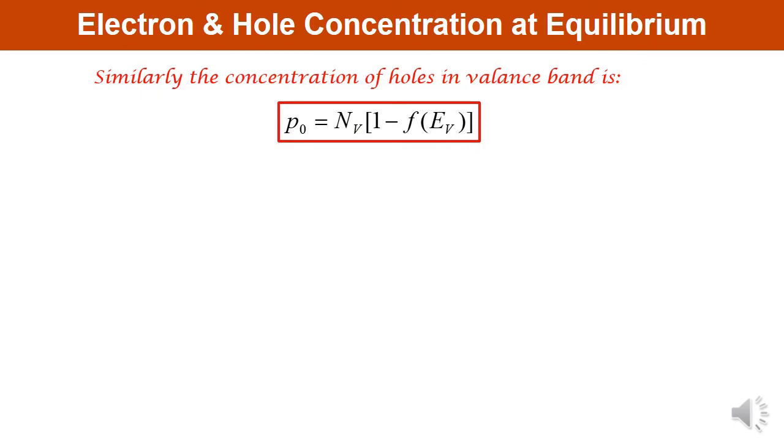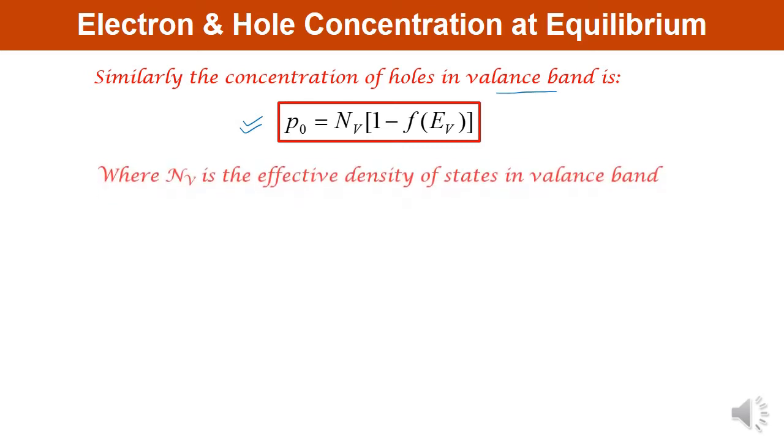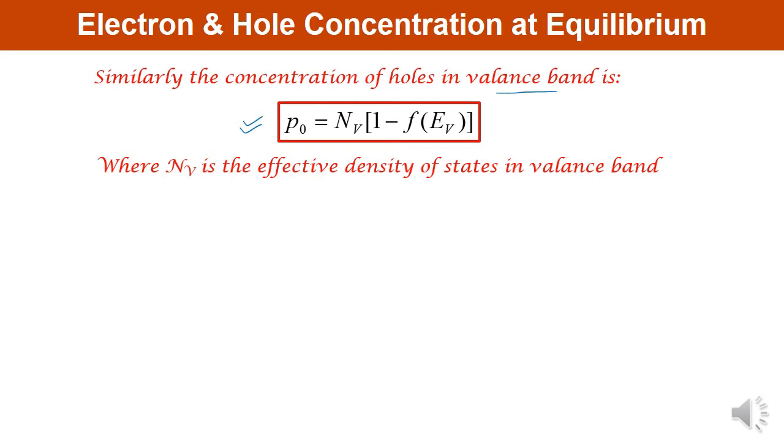Similarly, you can calculate the concentration of holes in the valence band with the same approach. So P0 can be written as NV times 1 minus F(EV). Here EV defines the energy level for the valence band, and NV is the effective density of states in the valence band.